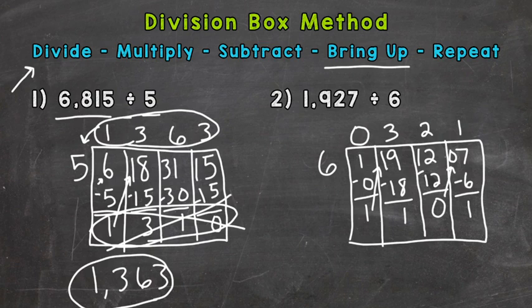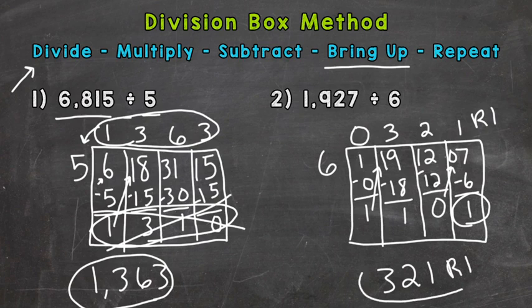So that 1 is going to be our remainder. So we get 321 remainder 1. I'm going to rewrite our answer here. 321 remainder 1. So there you have it. There's how you use the box method in order to solve a division problem.